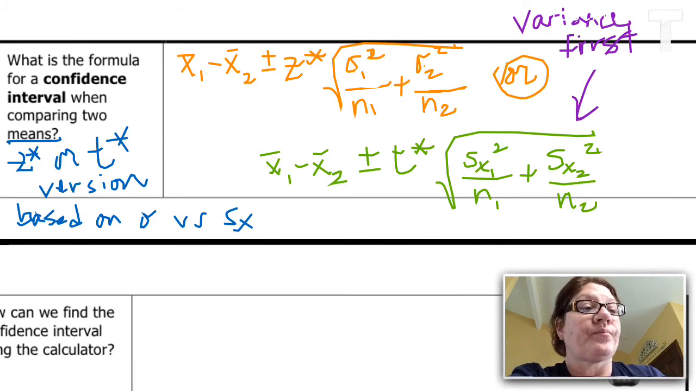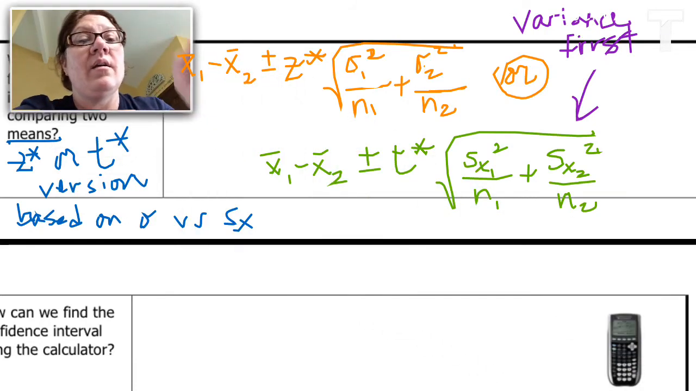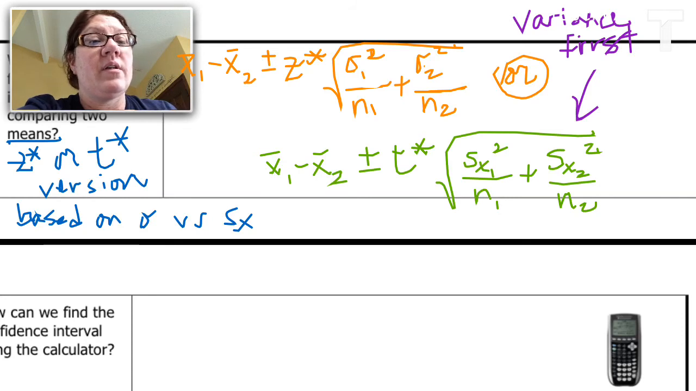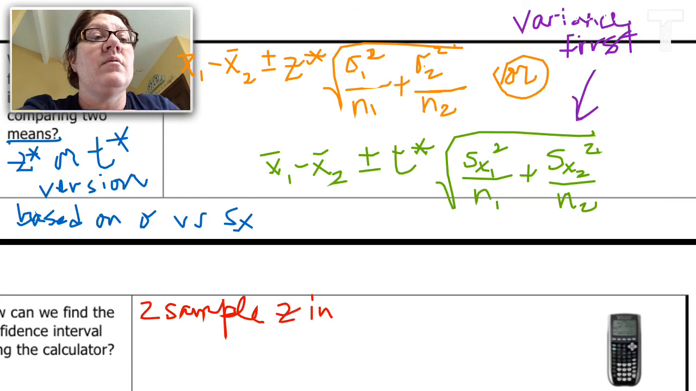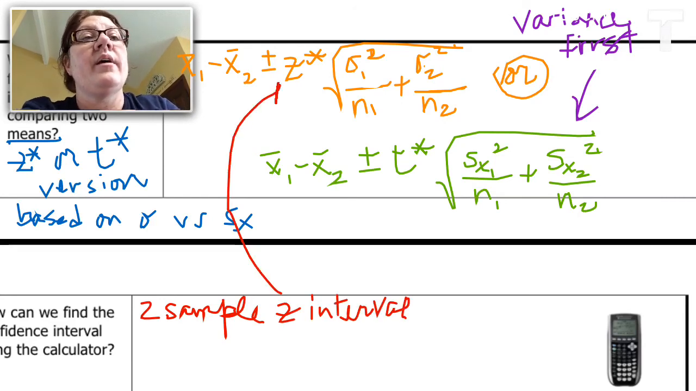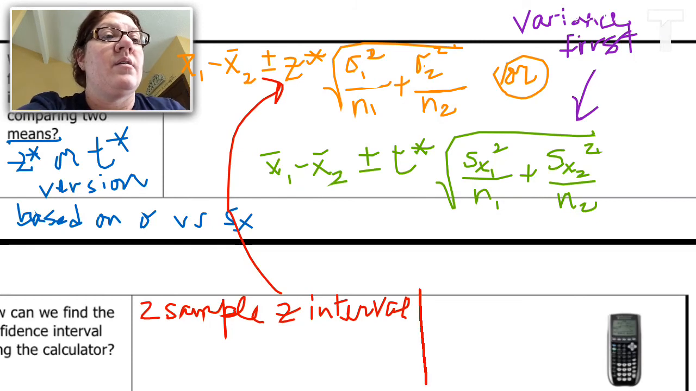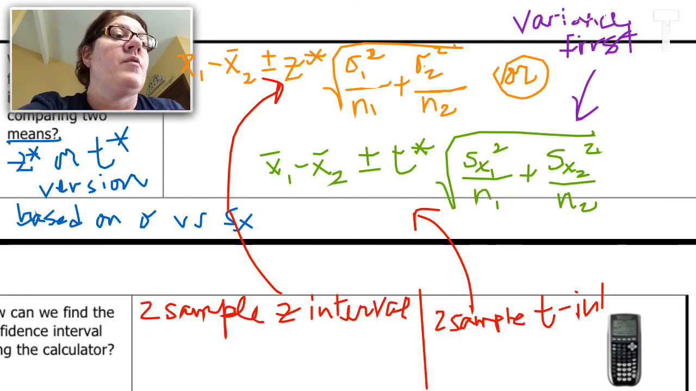And of course, in terms of using the calculator, back to the same issue, this top left one is a two sample Z interval. That goes to that. And this one is a two sample T interval. And I bet you didn't need me to help you figure that out.